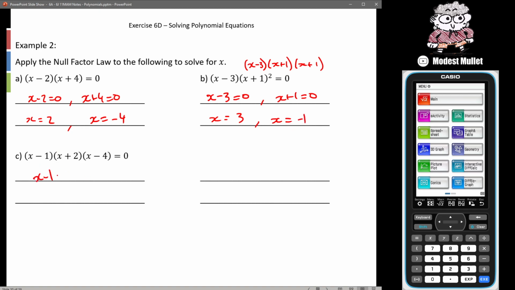And lastly, we have that, and x minus 4 equal to 0. So the null factor law can be applied to more than two factors. It's the same thing. We have a times b times c, each one of those brackets is one of those things, and equal to 0. It's very clear that either a or b or c has to be equal to 0. So we could have as many factors as we want. We could have 7 factors, but if they all multiply to give me 0, one of those factors must be 0. So we get x is equal to 1, x is equal to negative 2, x is equal to 4.